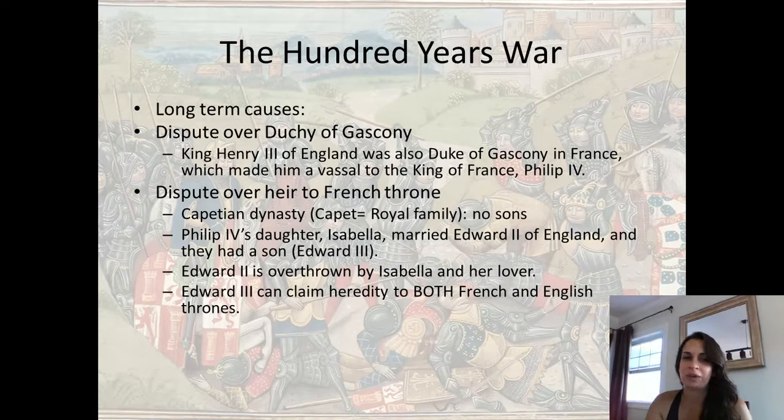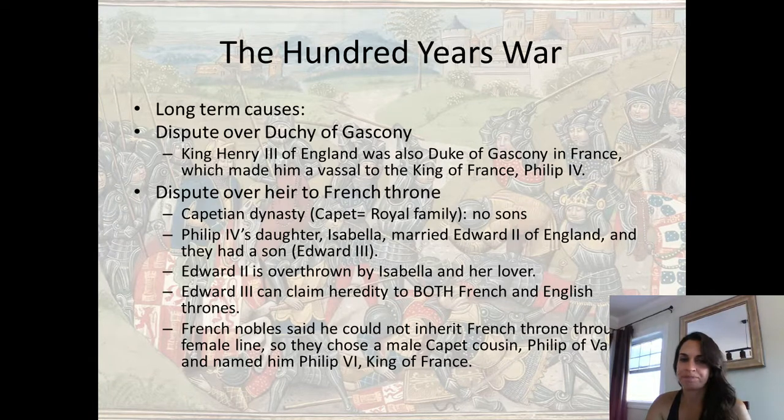The thing is, though, that Edward supposedly says he can claim the heredity to be both the French and the English king. And this would be weird for the English and the French, who had been sort of enemies and had been fighting over territory for so long, to all of a sudden be technically considered one nation. The French don't like this because this would technically put them under the control of the British. So they claimed that he could not inherit the throne of France. He could certainly be the King of England because of his father, but he couldn't inherit the French throne through his mother, because a female could not pass on the throne.